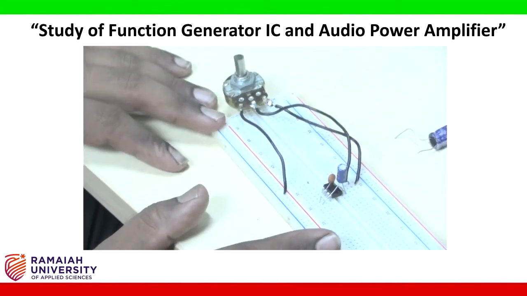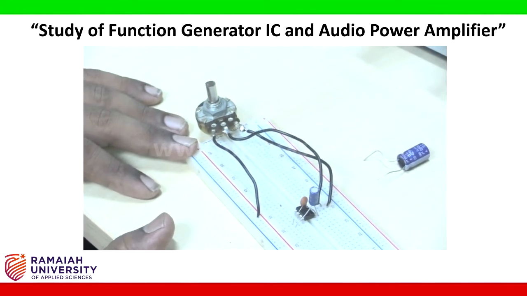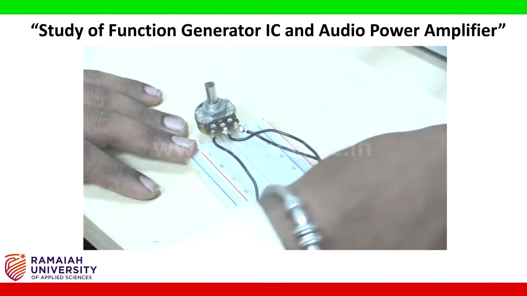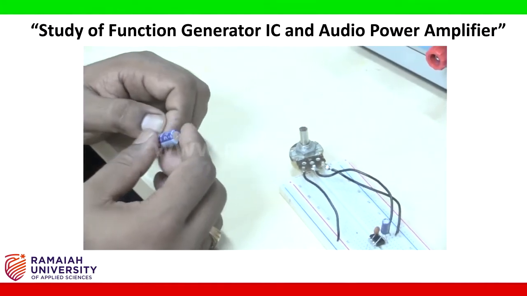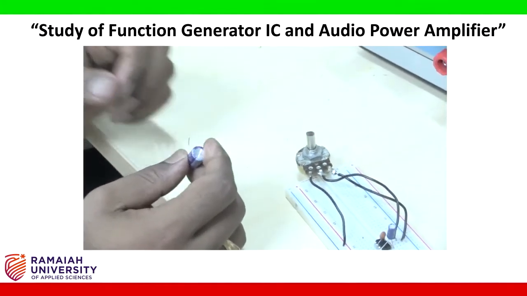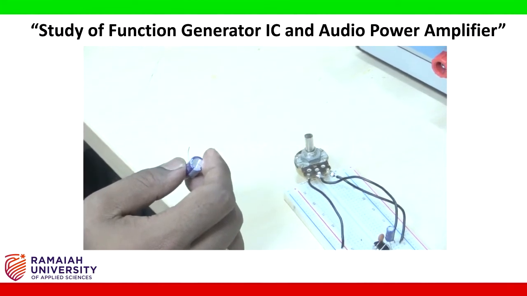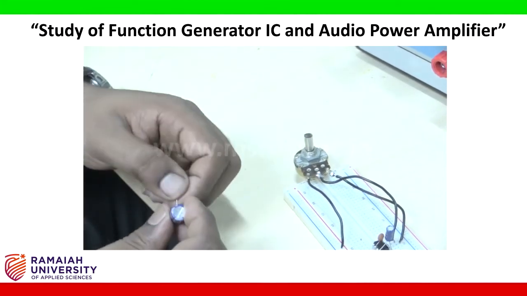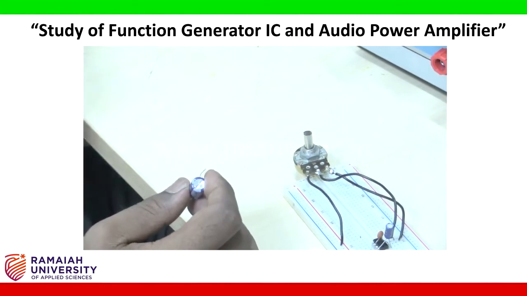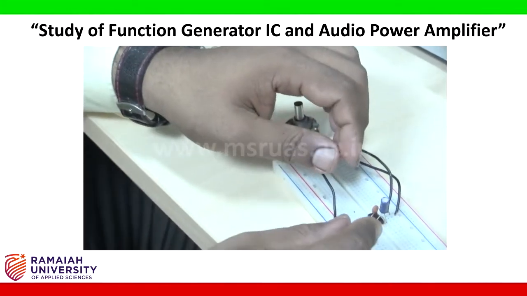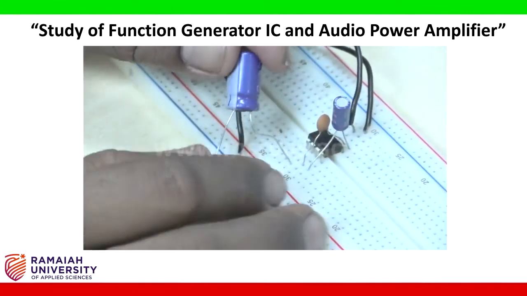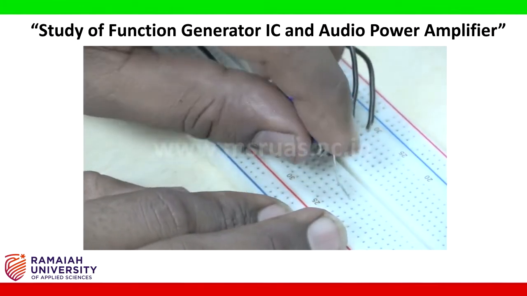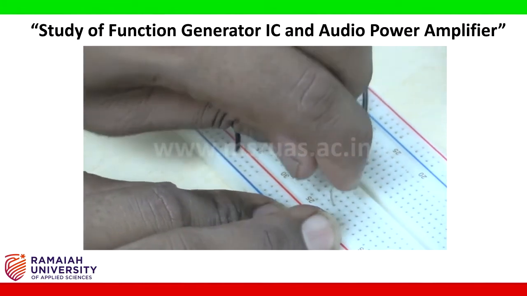Next, pin number 5 will be connected somewhere on the circuit board to see the output. So I am taking the 1000 microfarad capacitor that will be connected from pin number 5 to the output port. This is pin number 5, and I put the other end somewhere here.